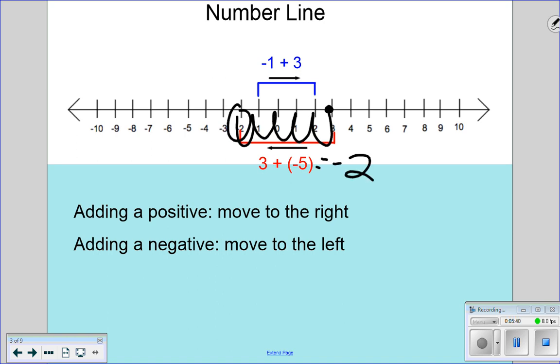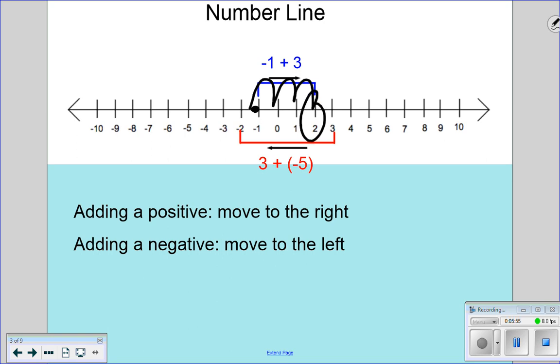Okay. Same thing up here. If I'm at a negative first, that's fine. And what am I adding to it? I'm adding in a positive, so I'm going to find negative 1 on my number line. And since I'm adding a positive 3, I'm going to move to the right 3 spaces. 1, 2, 3. There's my answer.